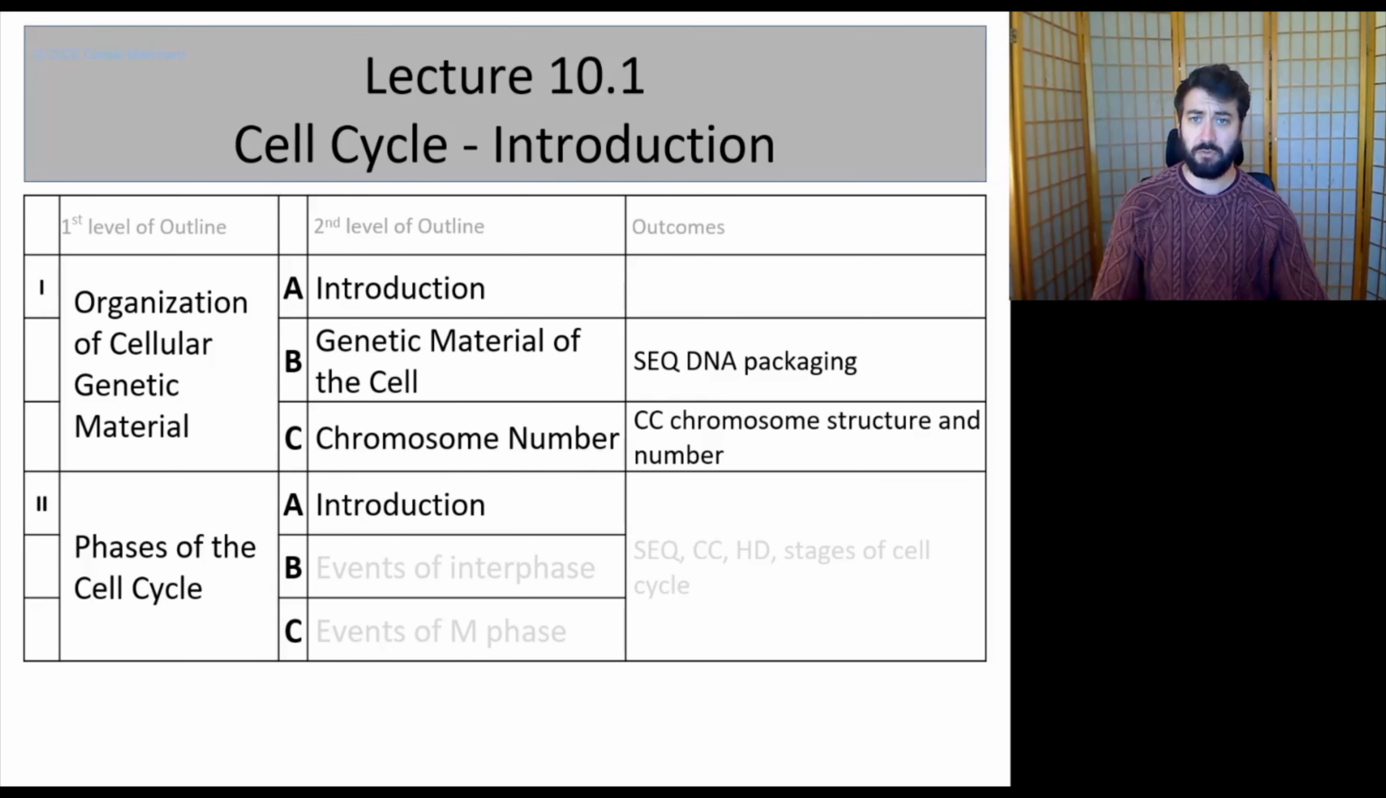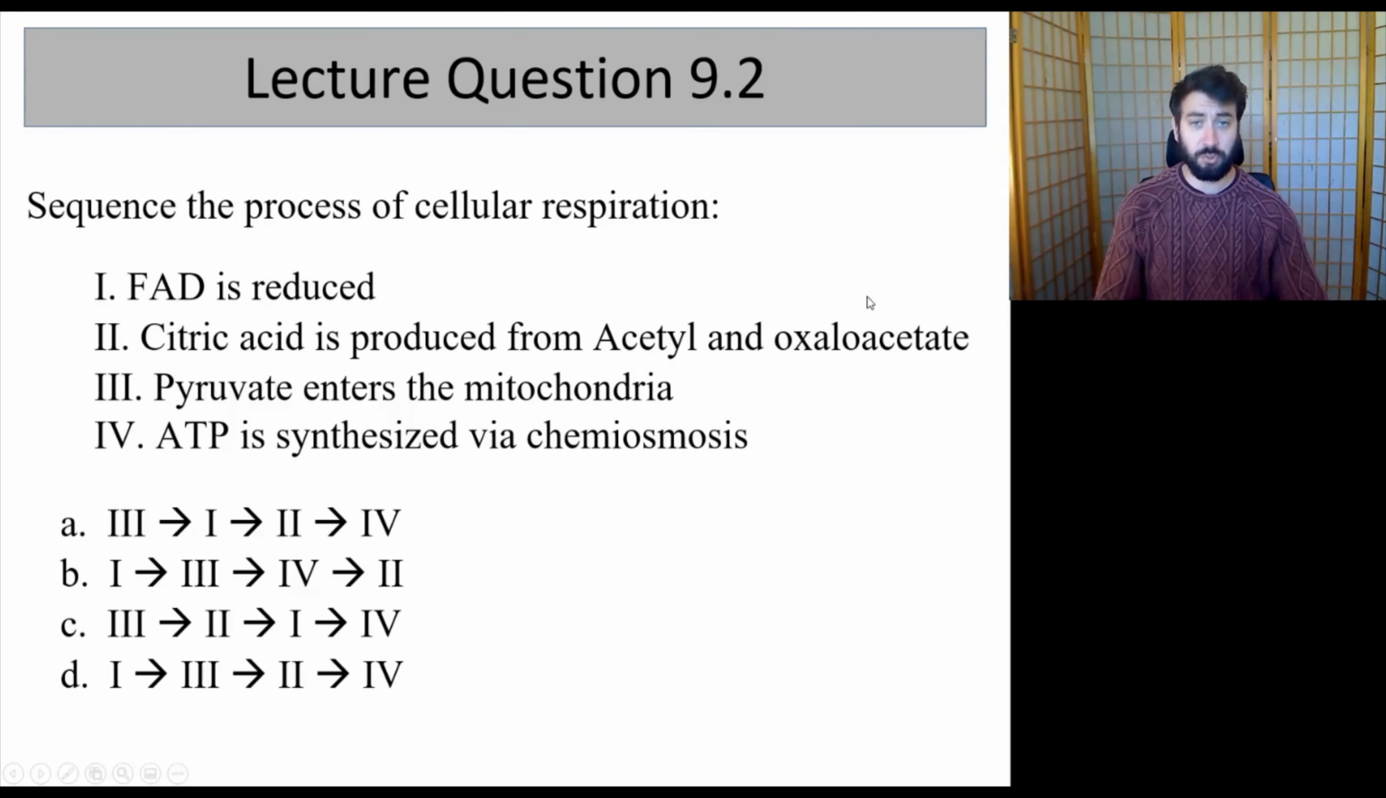Before we get to that, of course, let's go over lecture question 9.2, sequence the process of cellular respiration. This is a little bit of a doozy, but I like this question a lot because it doesn't give you everything explicitly. You have to know when FAD is reduced. You have to know when citric acid shows up in the sequence. You also have to know that ATP is kind of the final product of this whole thing. So I like this one a lot.